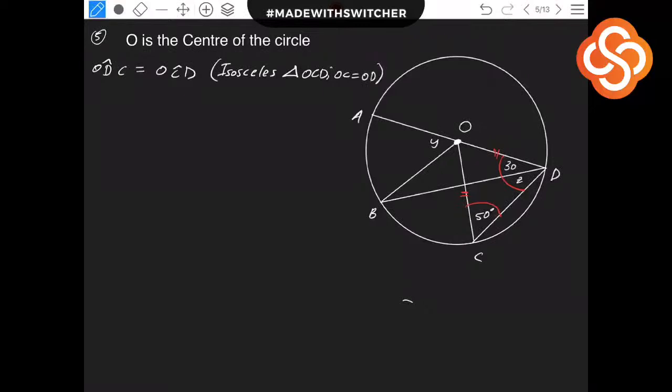Okay. So now, therefore, we know that ODC is given to us as 30 degrees plus z. There it is. And then also, OCD is given to us as 50 degrees.